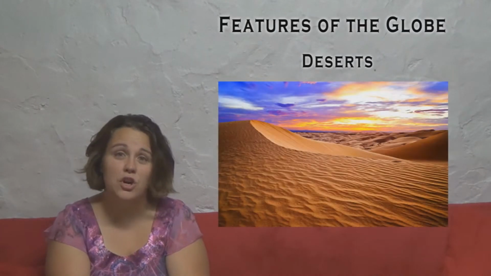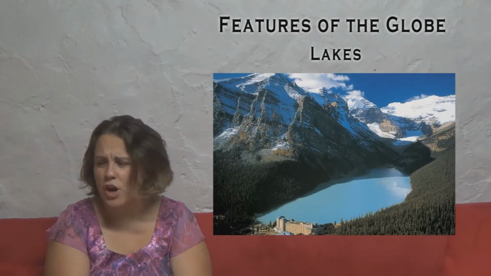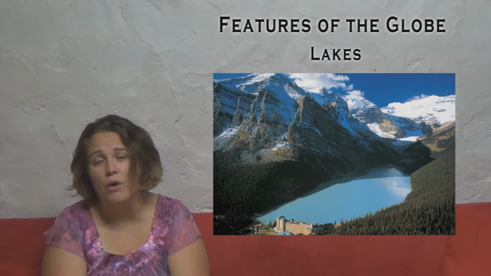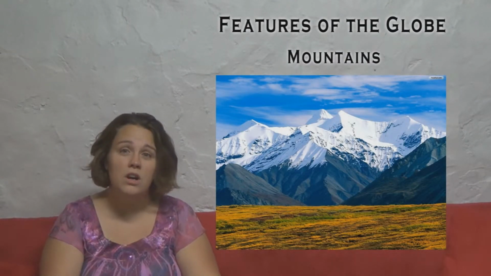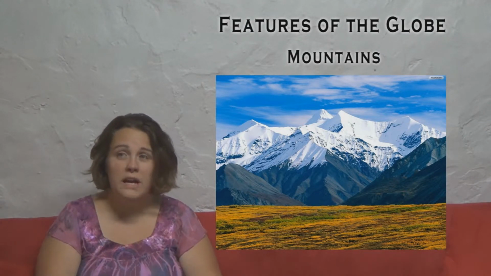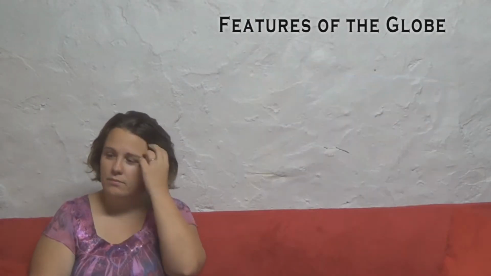Okay, there are also deserts. Deserts are another feature of our globe that are going to be important this year. Lakes are another feature. We're not going to really talk about lakes very much this year, but they are a major feature of our planet. And then there's also mountains, and mountains are going to probably be the most important feature of our globe that you're going to need to know this year. They're going to play a major role in most of the civilizations that we talk about this year.